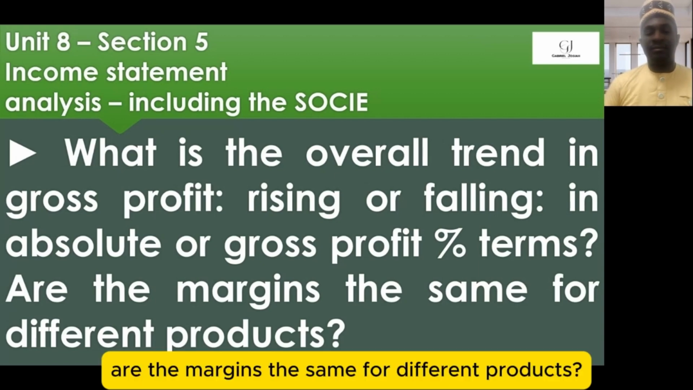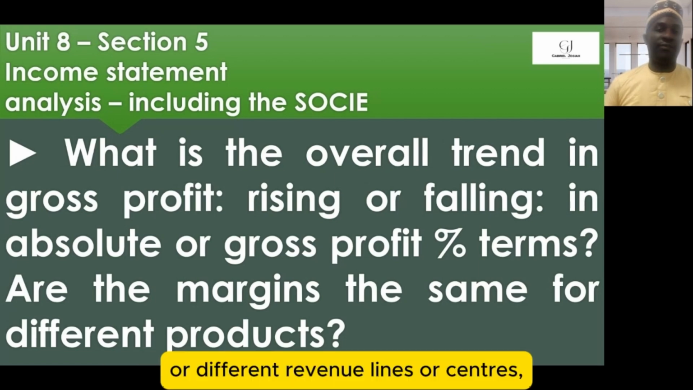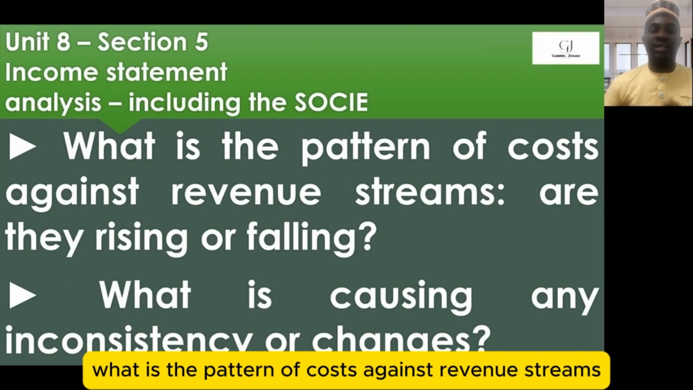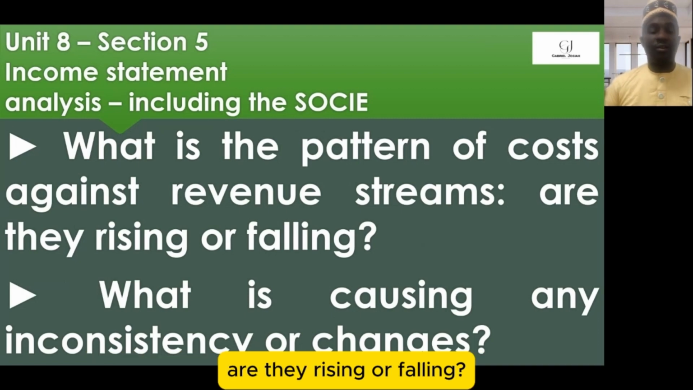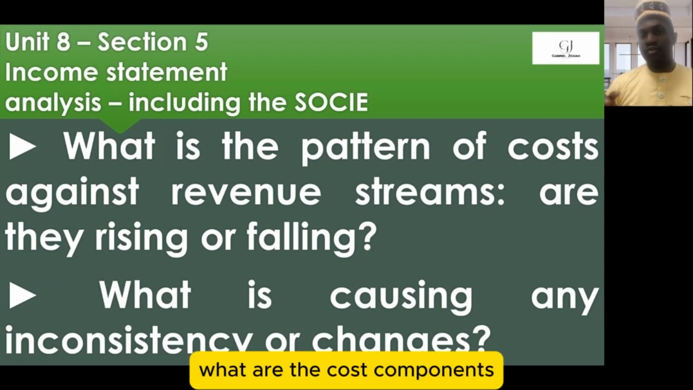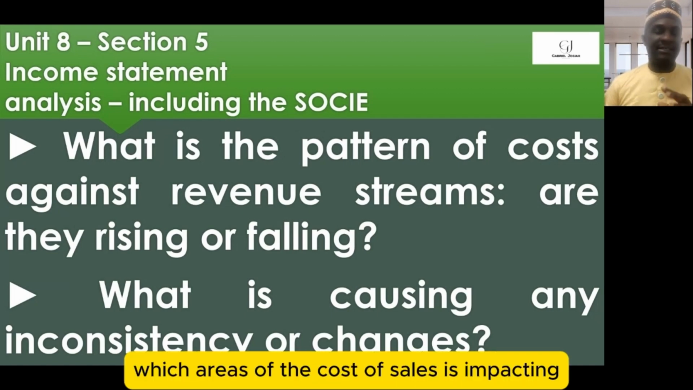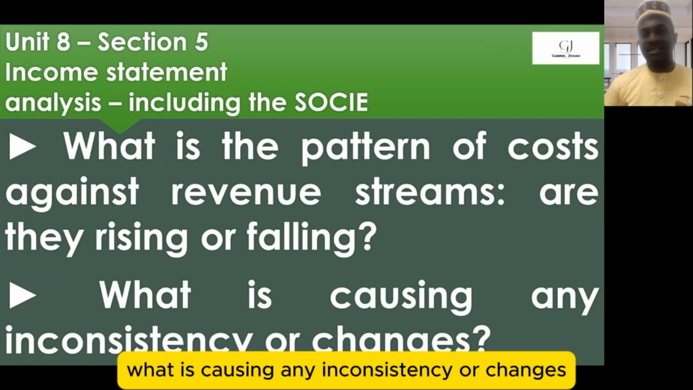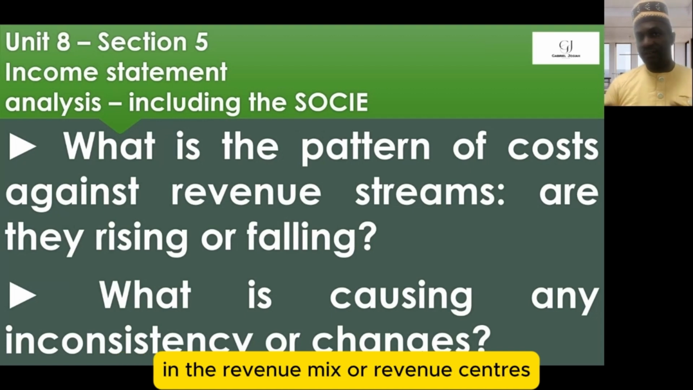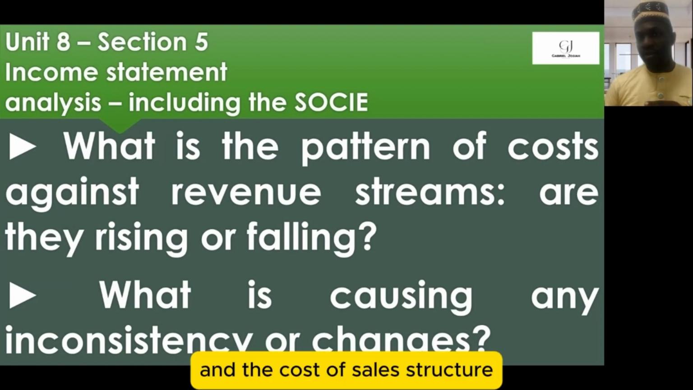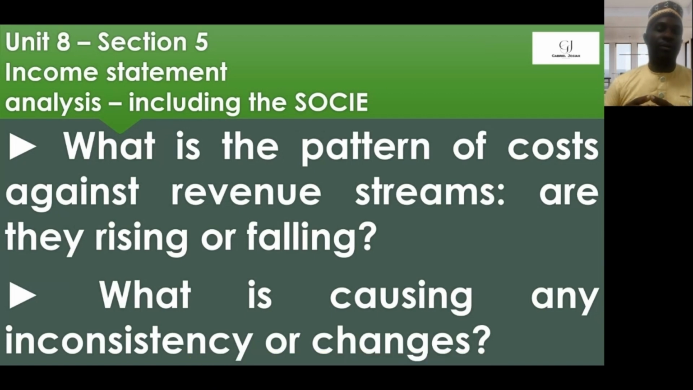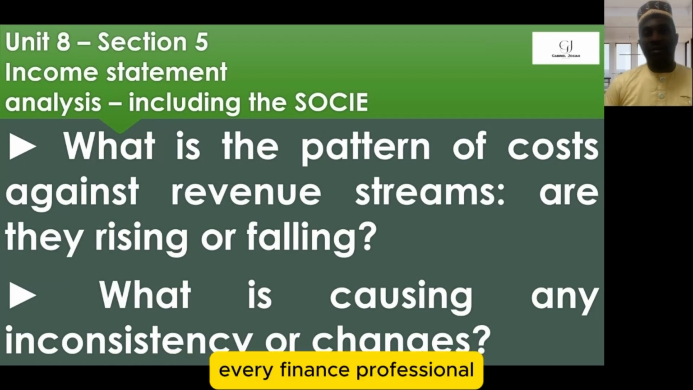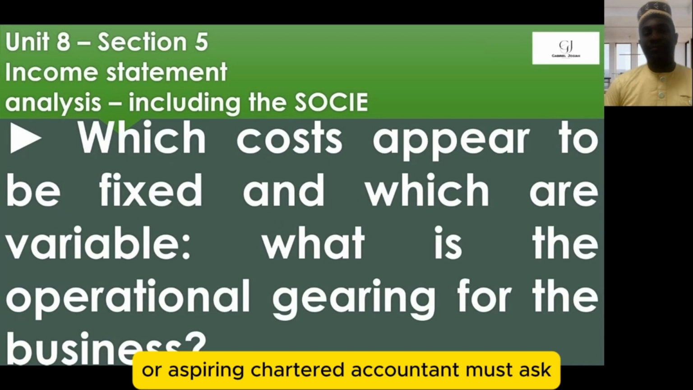Are the margins the same for different products or different revenue lines or centers? What is the pattern of costs against revenue streams? Are they rising or falling? What are the cost components? Which areas of the cost of sales are impacting the revenue or the gross profit? What is causing any inconsistency or changes in the revenue mix or revenue centers and the cost of sales structure? So these are very, very critical questions every finance professional or aspiring chartered accountant must ask.